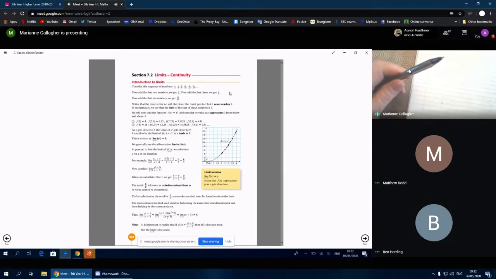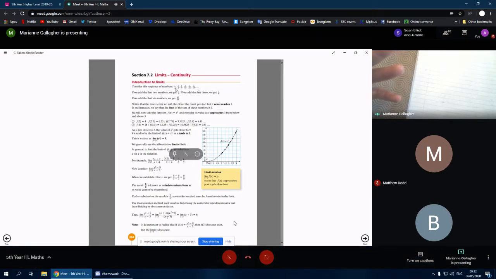Can you see my screen okay? Yeah. So see this sequence of numbers: a half, a quarter, an eighth, 1/16. They're dividing by 2 each time, okay? So what we can see is as the numbers go along, they're getting smaller and smaller and smaller. So that sequence of numbers is approaching 0. Would you agree? Yeah. Okay, so we could say the limit of each of the terms is 0.